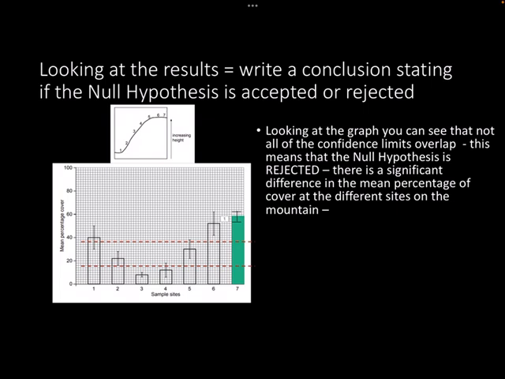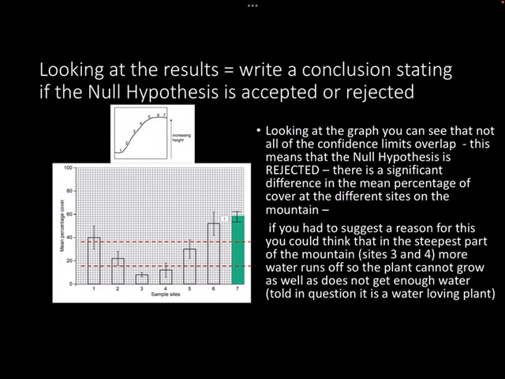The question then may go on and ask you to suggest reasons for why there is this difference in the results, and you could come up with a conclusion that at different sites on the mountain, for example sites 3 and 4, the very steep parts of the mountain, there's a lot of water runoff, and this is a plant that grows in wet habitats, so there isn't enough water for them to grow. So you would always look at the thread of the question, the start of the question. They would maybe have given you some information to help you with that.